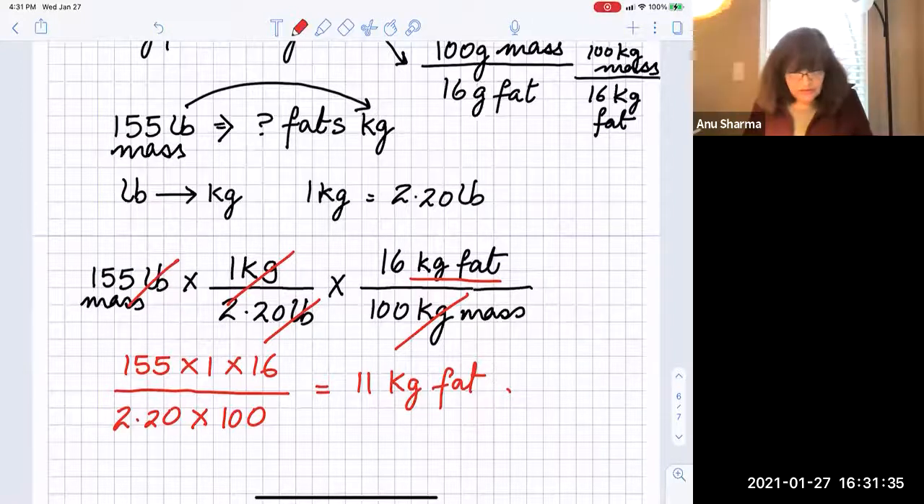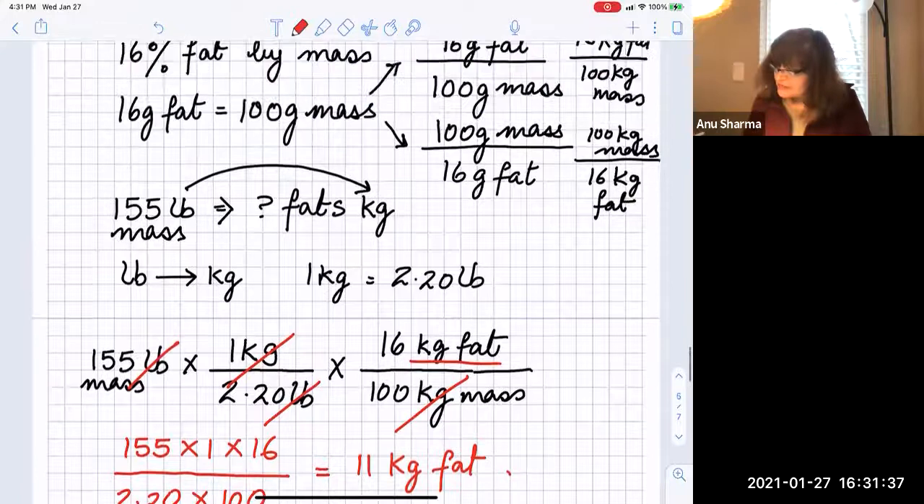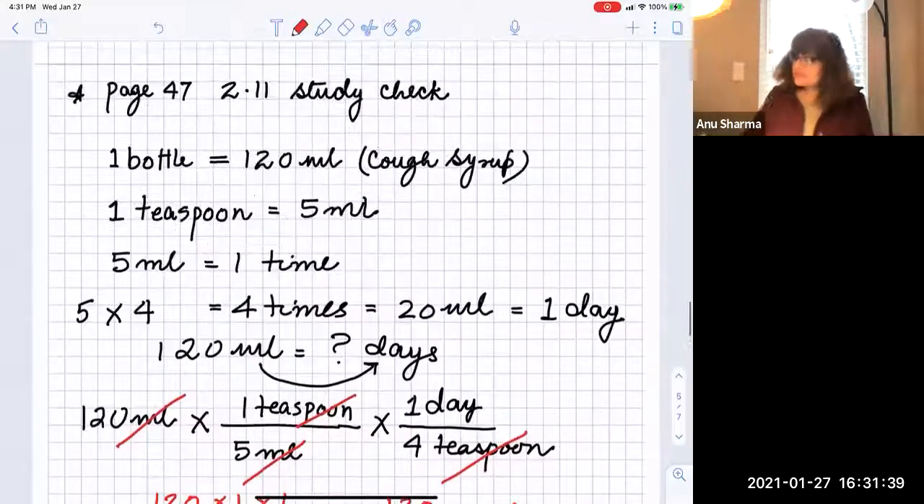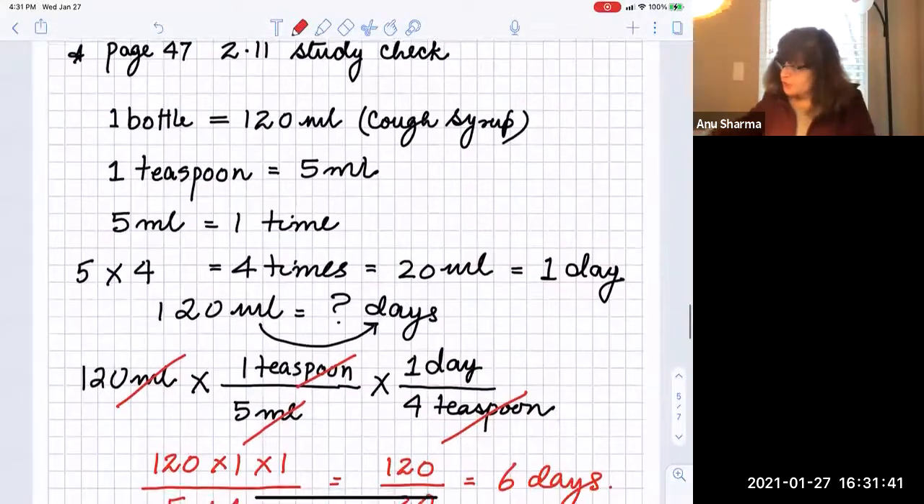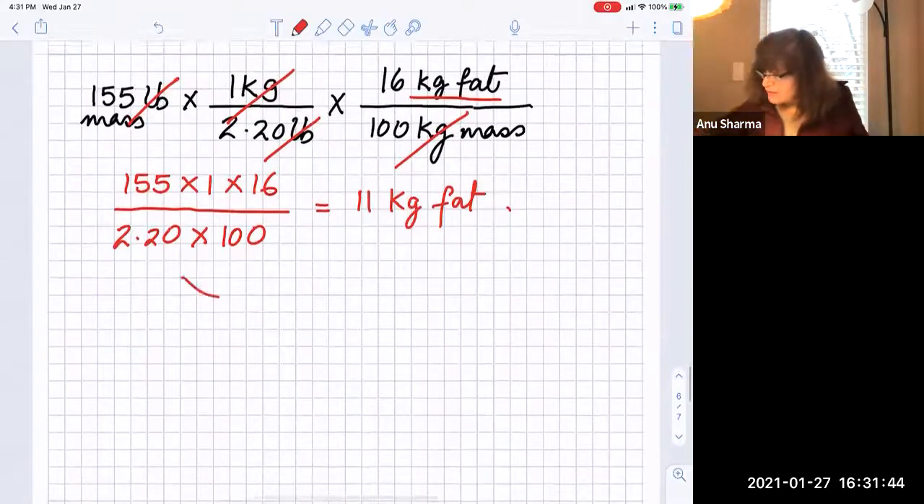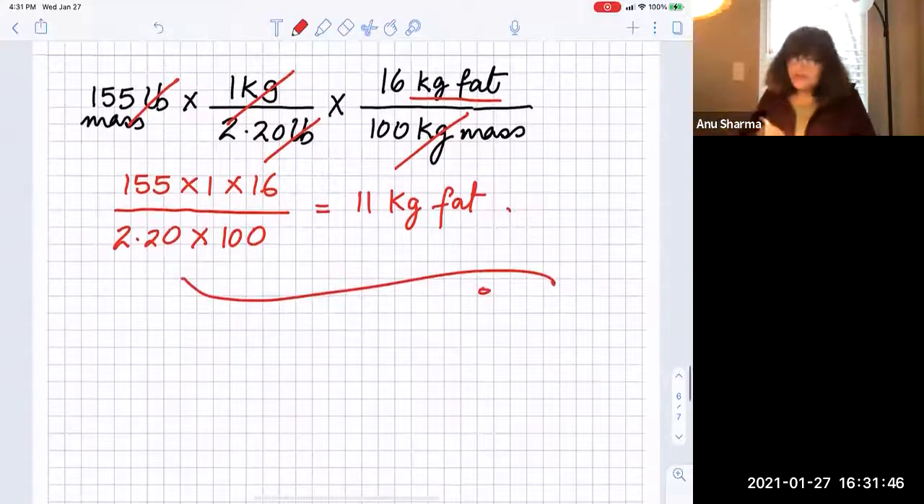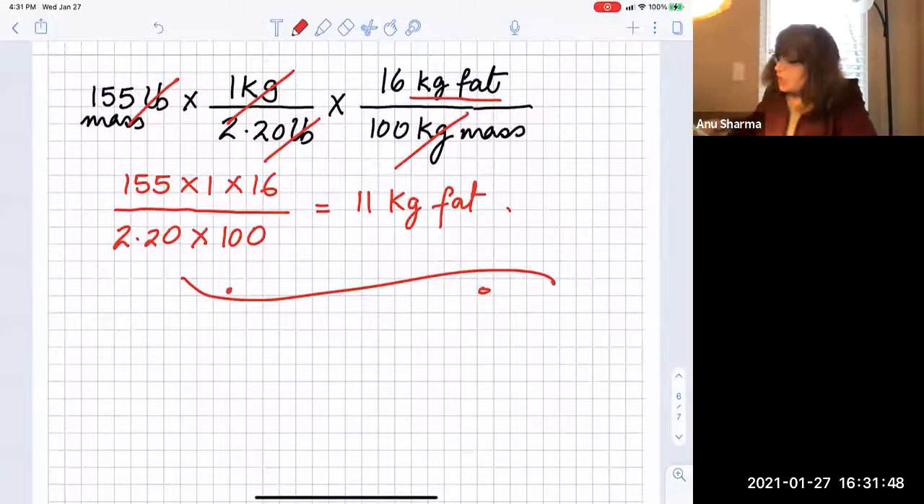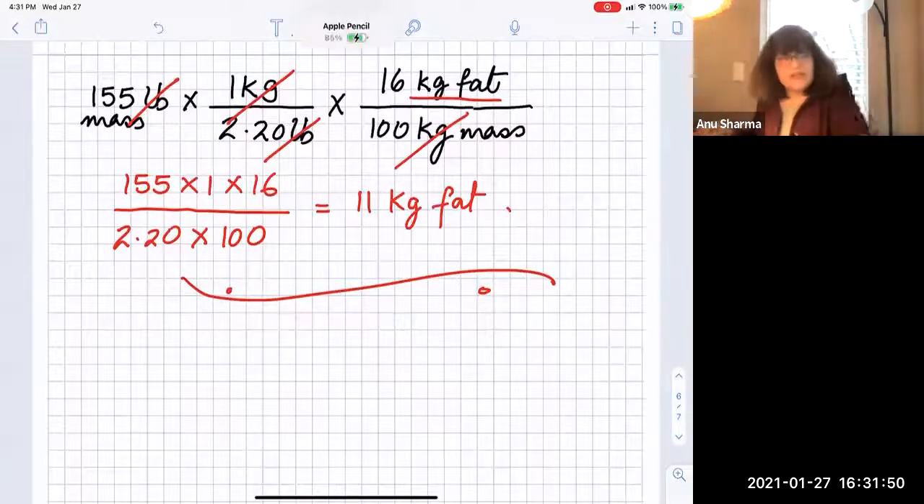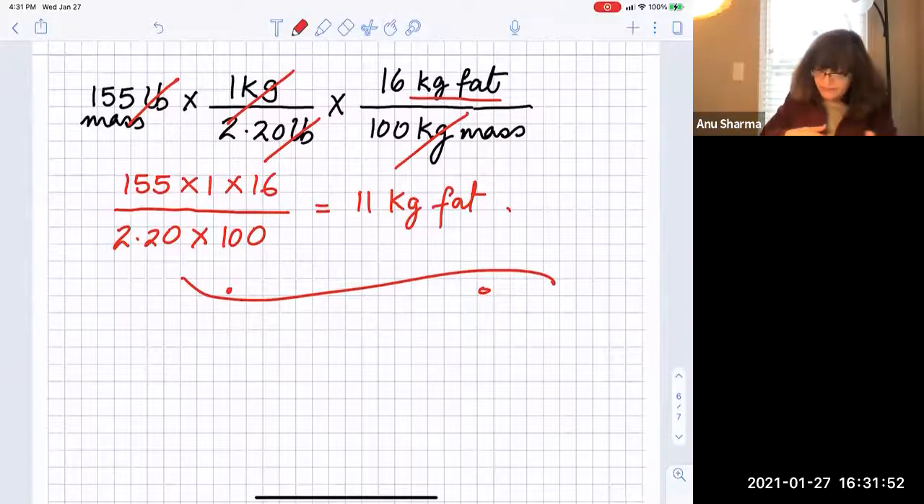The same thing is for the beef also. I didn't do the study check on this one, but I did the worked example. Anyway, this is the way you do that. I'm going to stop here now. Whatever is left, I'm going to make a video on significant figures. That is the only thing that is left.